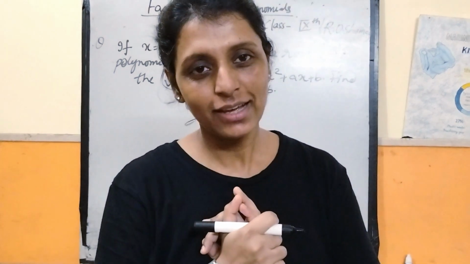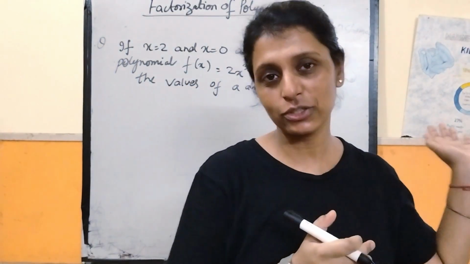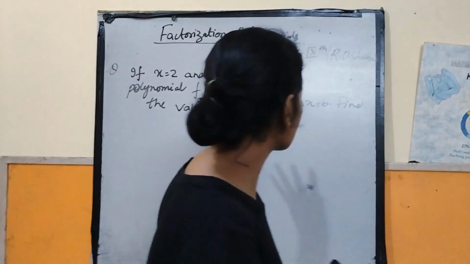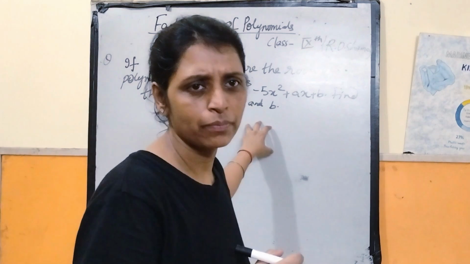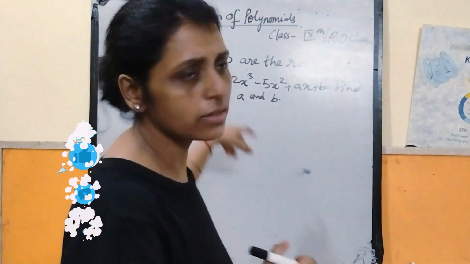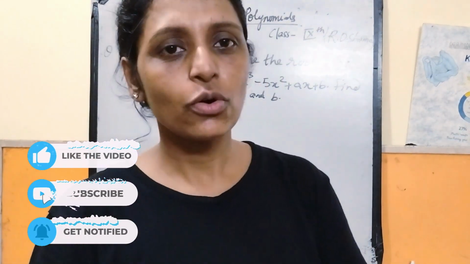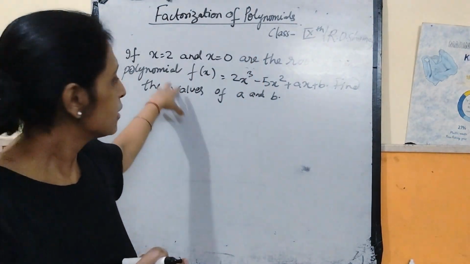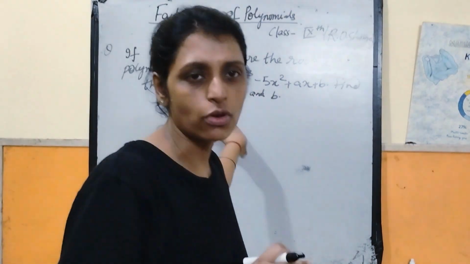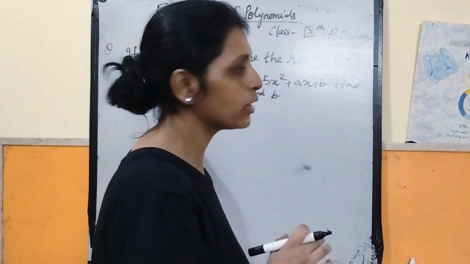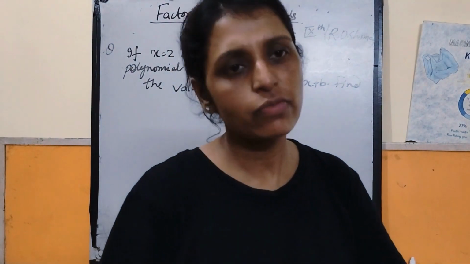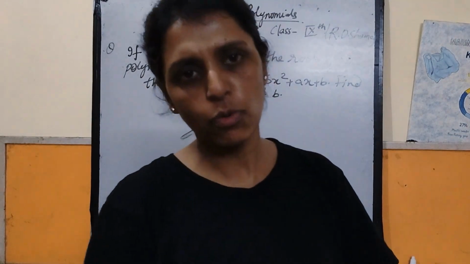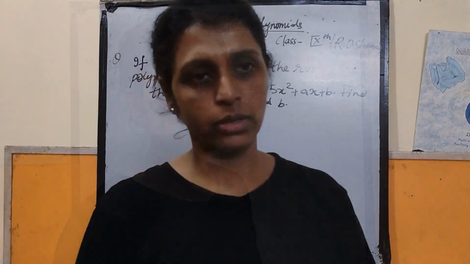Video of mine, I'm going to tell you the factorization of polynomials, and I have taken one of the questions where mostly the kids are confused. Okay, so in this question it is given that we have got two values of x, meaning they are the roots of the polynomial. In the previous videos I have explained polynomials.